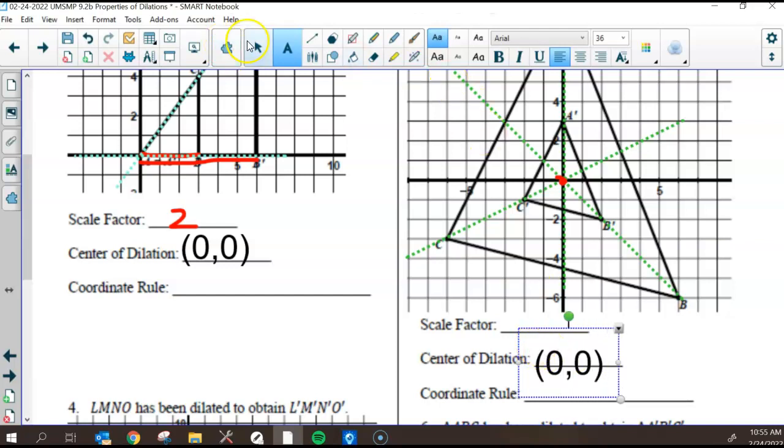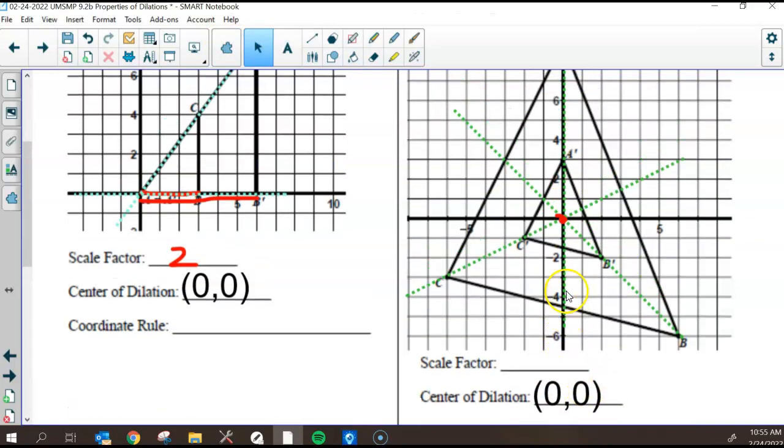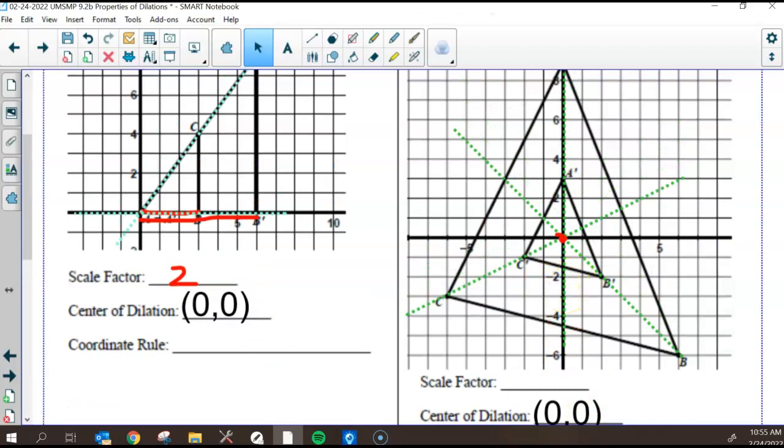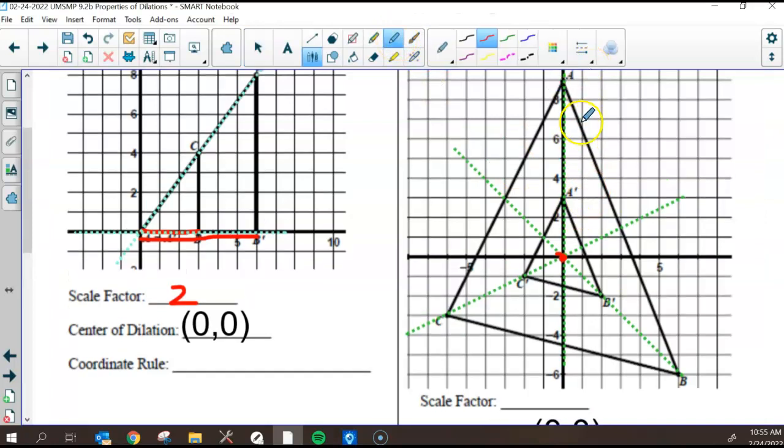Now that we know that the center of dilation is 0, 0, since measuring these distances might be challenging, we can always measure the distance from the center. So let's focus on A and A prime. I can't use my pen tool. My tablet's not working. I keep on forgetting.